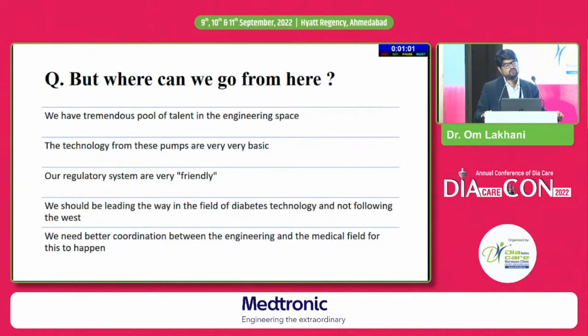Of course, if we do this, we'll be leading the way in the field of diabetes technology, and not following the West. We should be the leaders, right? In terms of numbers, we have a huge pool of type 1 diabetes patients. We have a lot of engineers, we have a lot of brilliant doctors. Why are we still far away? So we should be leading the way, and we need better coordination between the engineering and medical fields for this to happen, right?